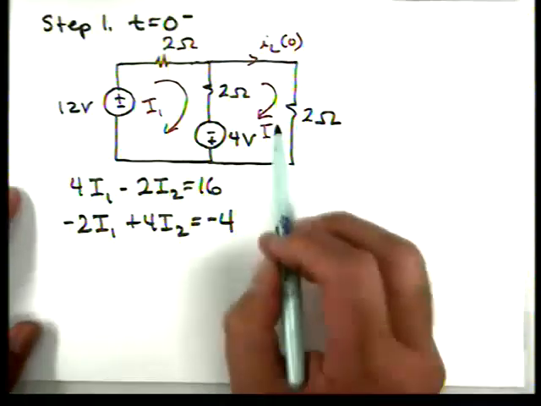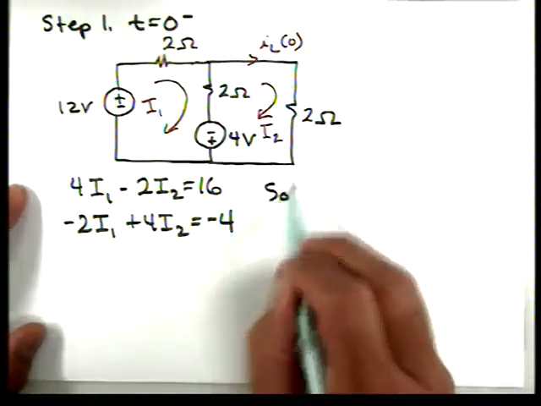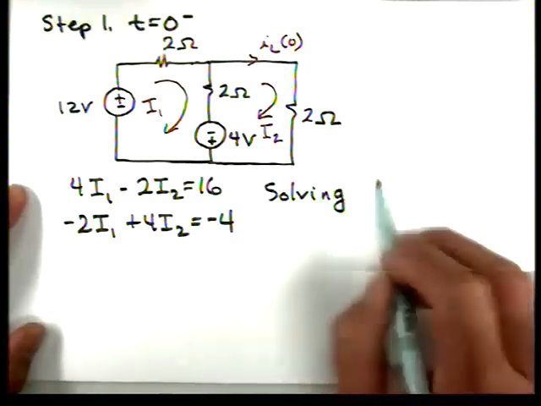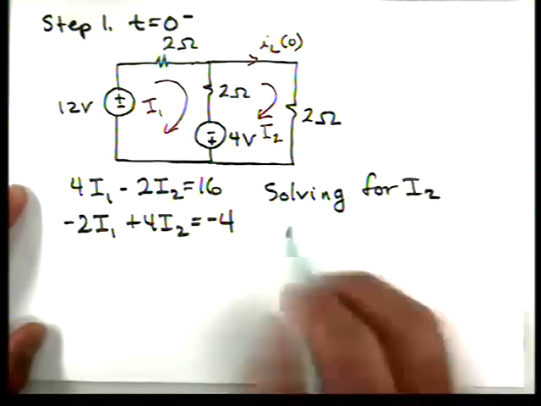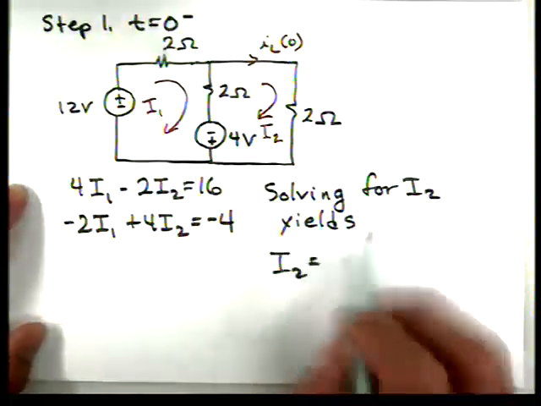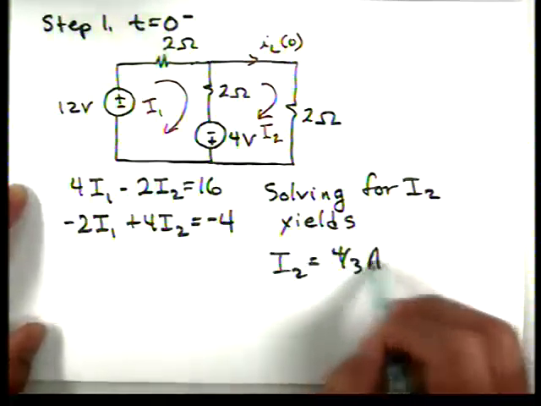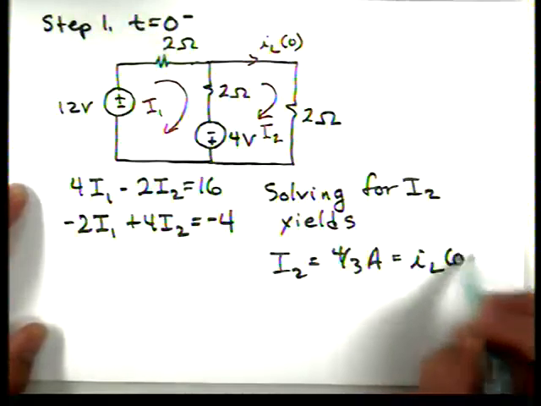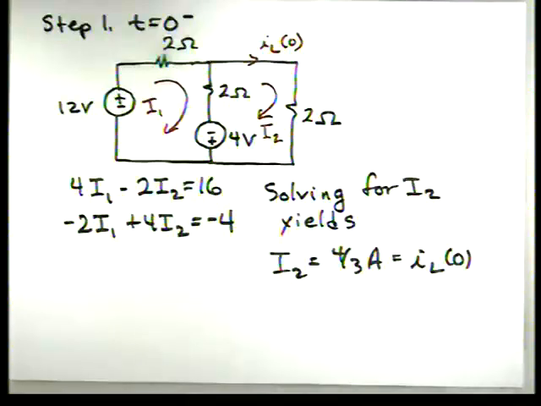And now we really need I2. So solving for I2 yields I2 equals 4/3 of an amp, and that's IL of 0. So now we've got the initial condition. So now we're ready to go to the next step, which is to draw the S-domain circuit.